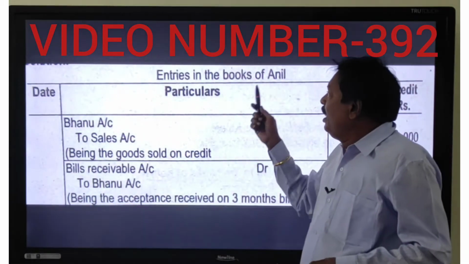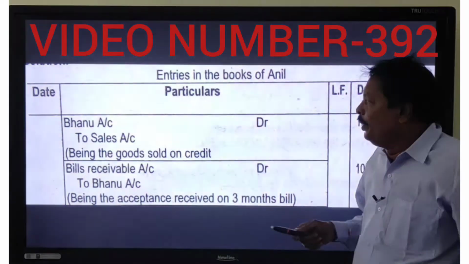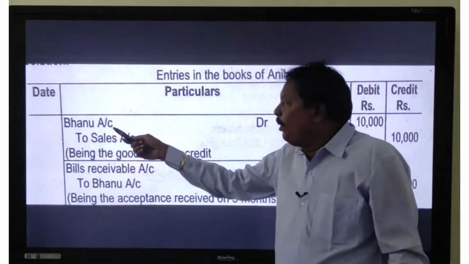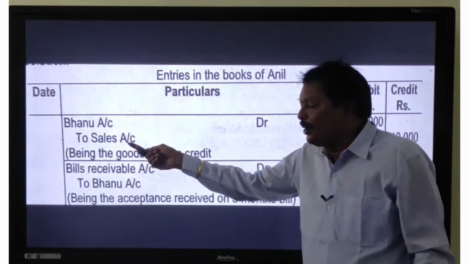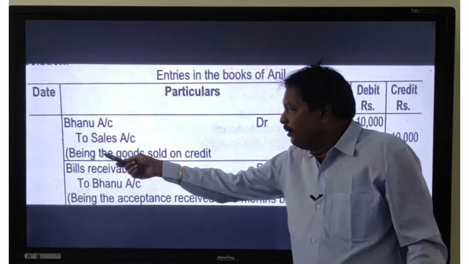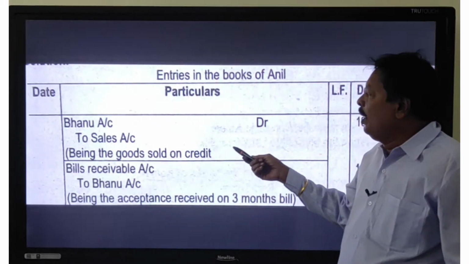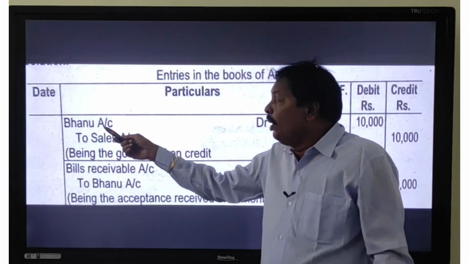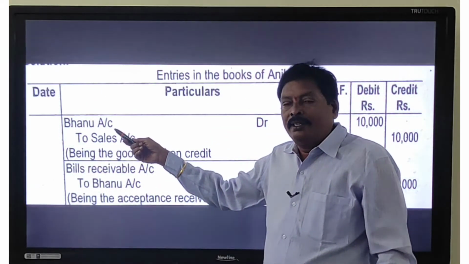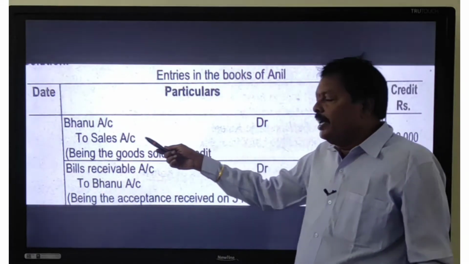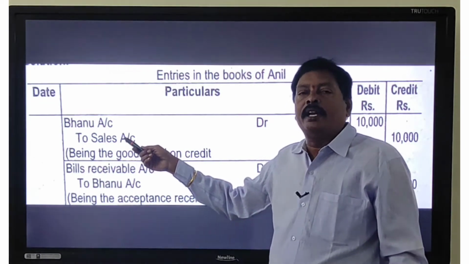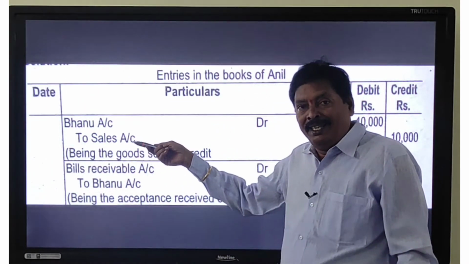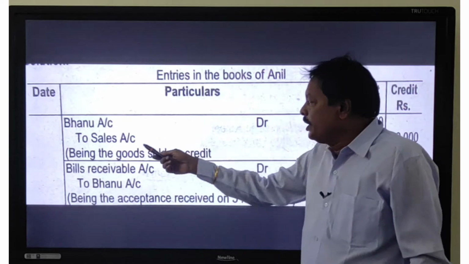First transaction: being Anil, you sold the goods to Banu. For this transaction, you write Banu account debit 10,000 to sales account, being goods sold to Banu on credit basis. When you sold the goods, Banu received the goods. Banu is a personal account, debit the receiver. That's why Banu account is debited 10,000. Sales is a nominal account, an income factor, credit all incomes. That's why we credit sales in this entry. So Banu account debit to sales account. This is the first entry.